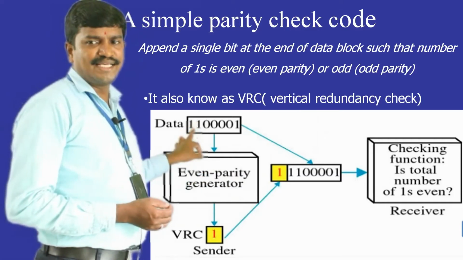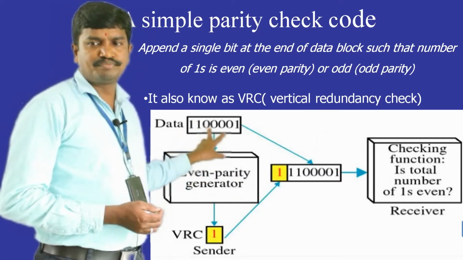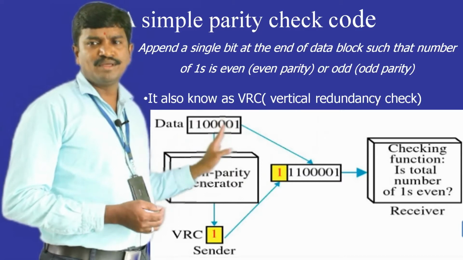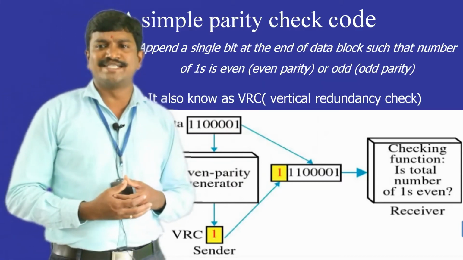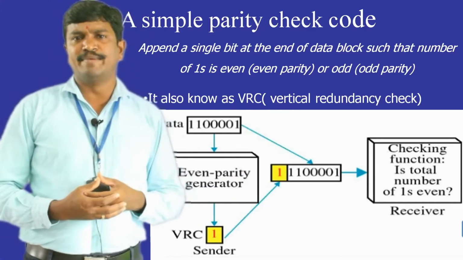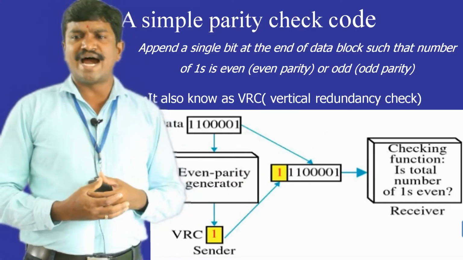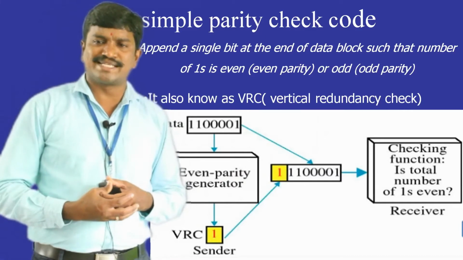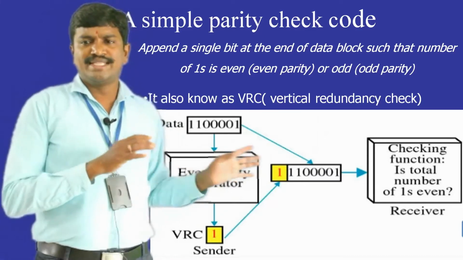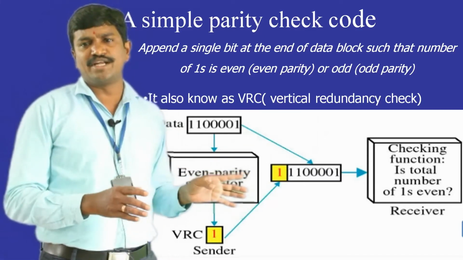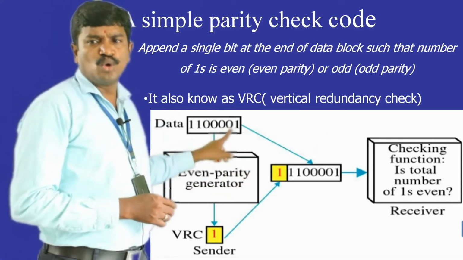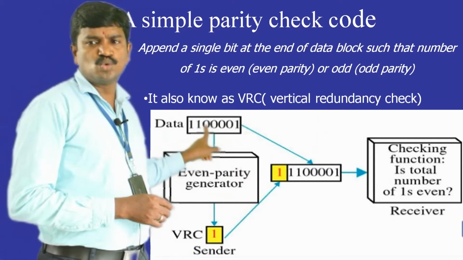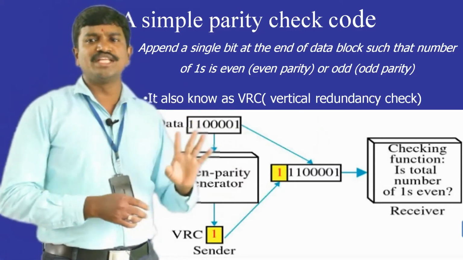When data is there with the content 1 1 4 zeros by 1, this is what our data is. Now the generator's job is to add redundant bits. How are redundant bits added? Based on the number of ones present in the data. Now in this example they are making use of the even parity concept. Here we got only 3 ones.